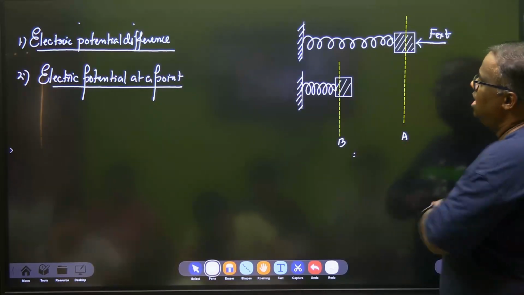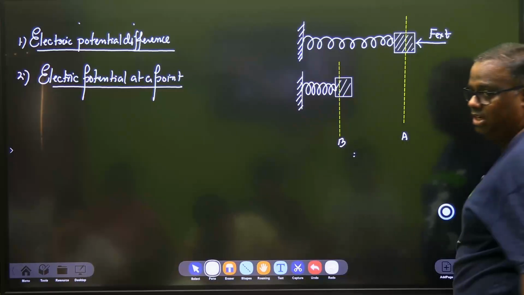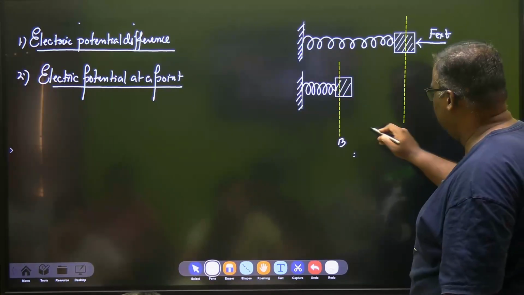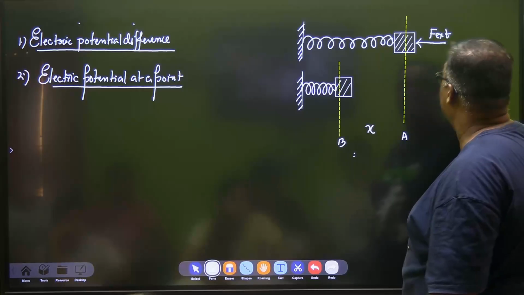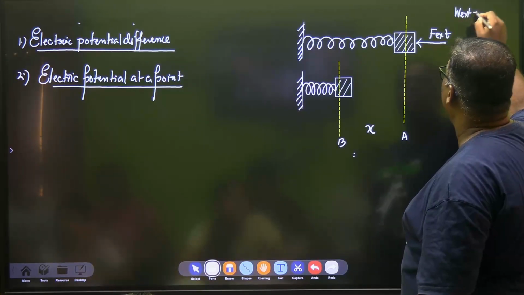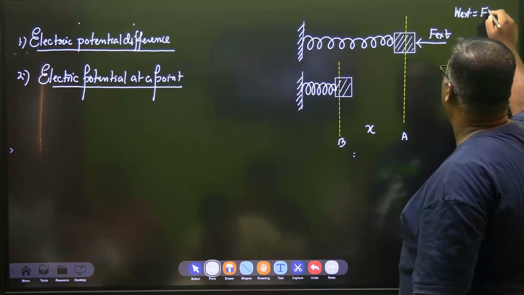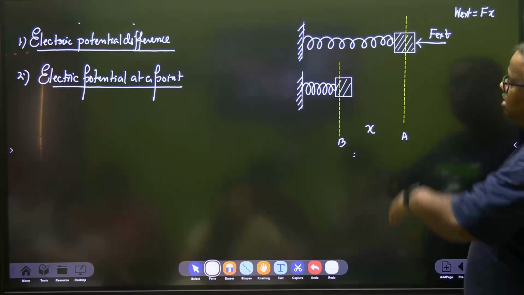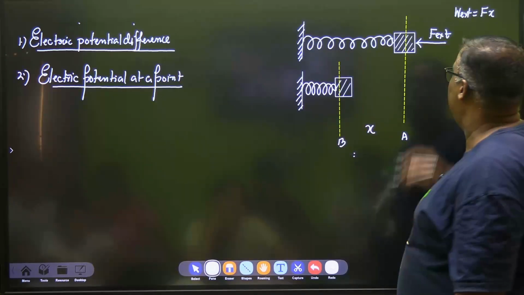Now let's see how you got this potential energy developed. Once you are giving that external force and you are displacing it through a distance x, what is the work done by the external force? The work done by the external force is F into x. Do you agree or not? Right? And what is the work done by the spring force?